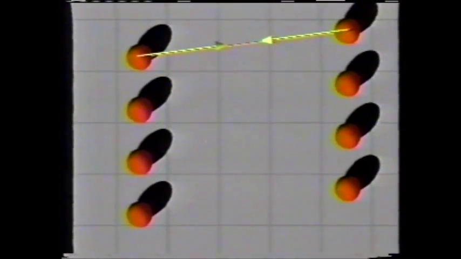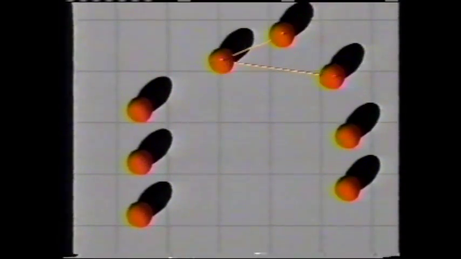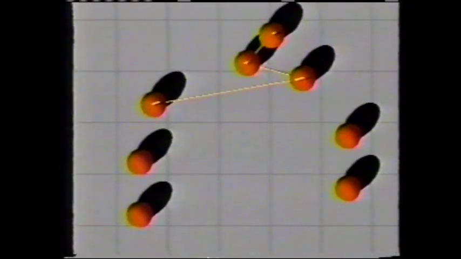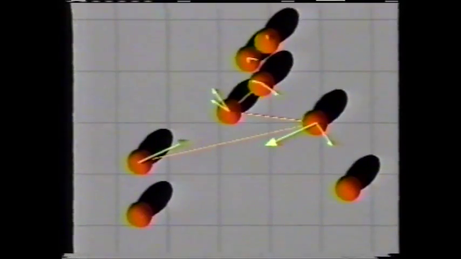This final sequence suggests how dynamic constraints could be used for molecular modeling. We constrain the spheres to just touch each other. The spheres connect into a chain.